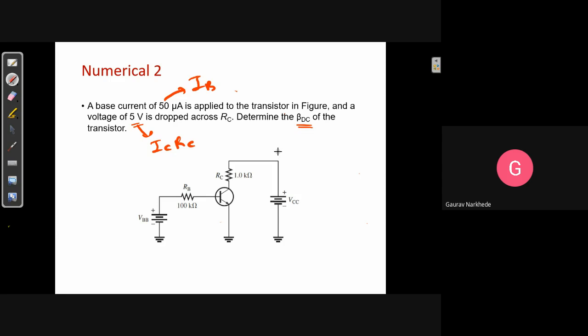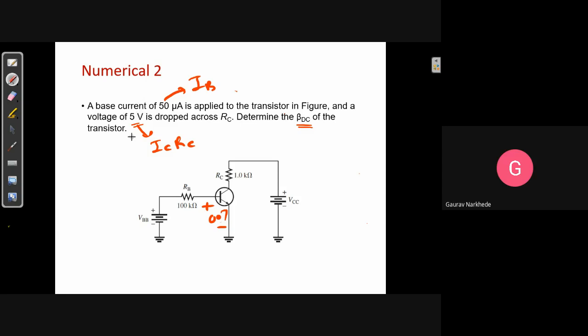So can you calculate IC? First of all, what is this voltage VBE? How much is it? 0.7 volt. VBB is also not given, right? So how to calculate beta? First of all, we need to calculate IC. Very good.